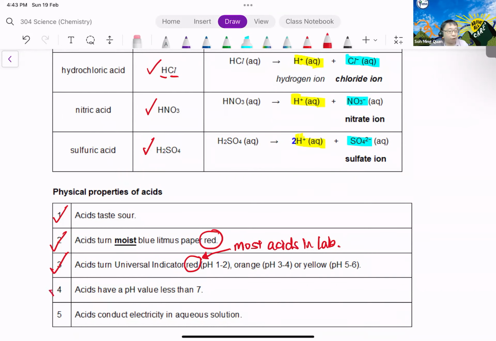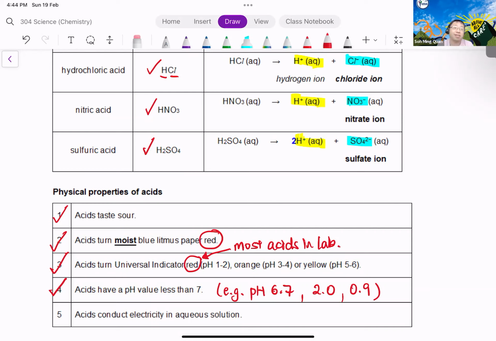Now the fourth one, acids have a pH value less than 7. For example, if the pH value is 6.7, it's acidic. If the pH value is 2.0, also acidic. 0.9, also acidic. Anything below 7 will be acidic. Finally, acids conduct electricity in aqueous solution.